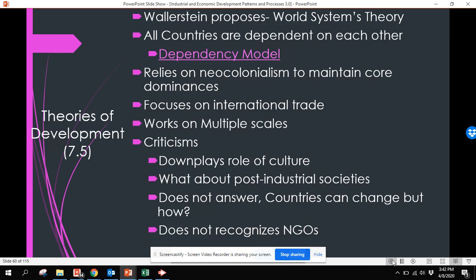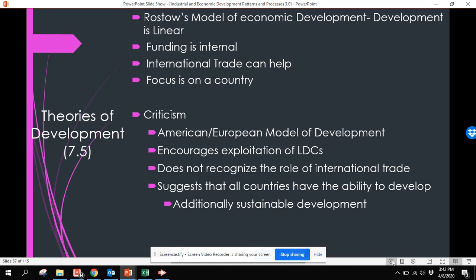Okay, so first one, Rostow's model of economic development. You think of this one like an airplane. Basically, he's looking at the fact you're going to cut off international trade. And so you're going to go along the ground slowly, and then boom, take off. You're going to do everything you can in the country.